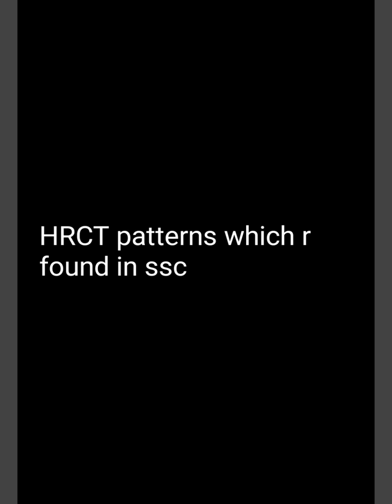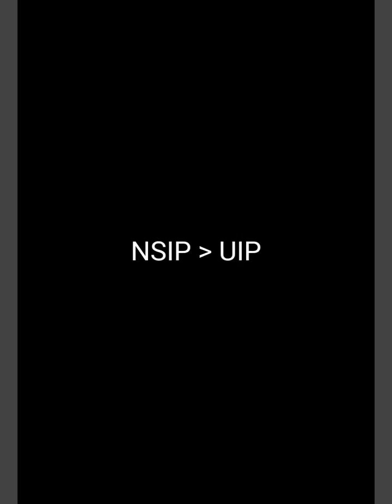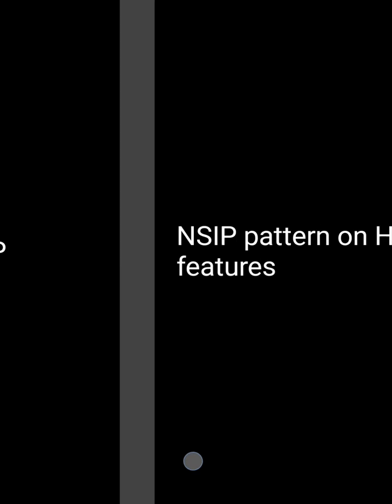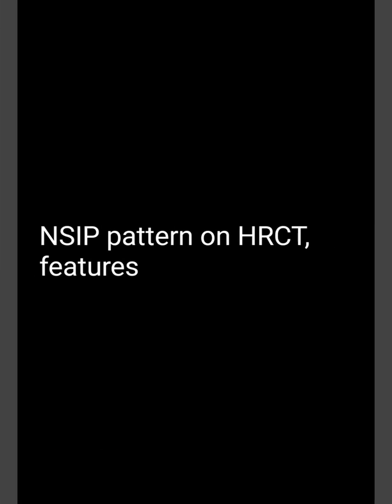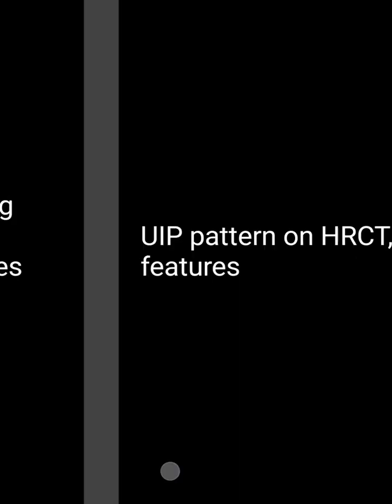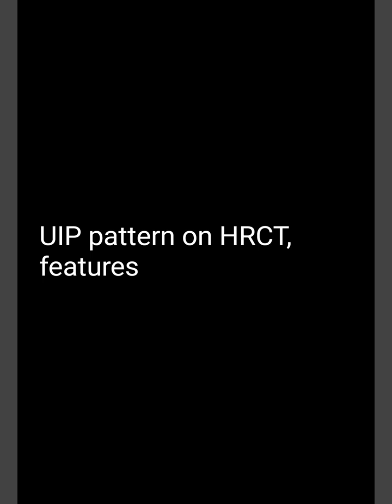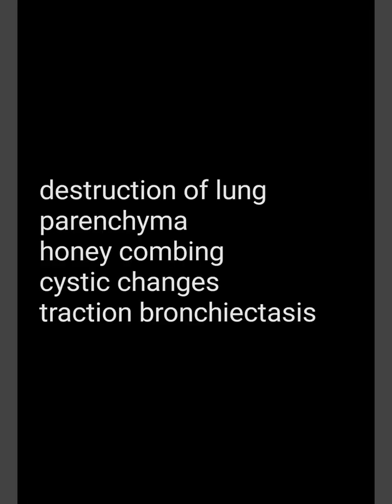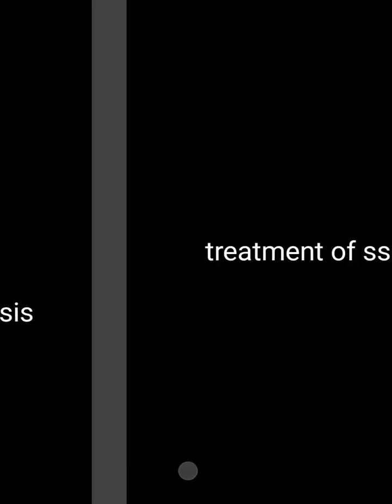HRCT patterns which are found in SSc: NSIP greater than UIP. NSIP pattern on HRCT, features: no destruction of lung parenchyma, ground glass opacities. Treatment, steroid. UIP pattern on HRCT, features: destruction of lung parenchyma, honeycombing, cystic changes, traction bronchiectasis.